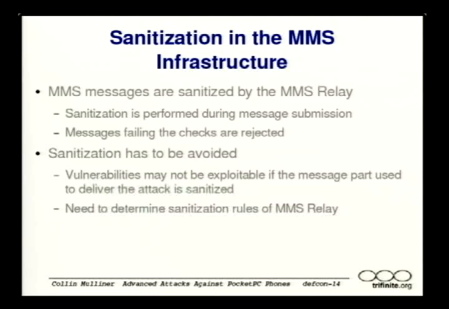So yeah, the infrastructure. Every time we send a message, the infrastructure or the MMS relay is going to look at the message too and say, oh, what about that header? Oh, that's maybe incorrect, so we're not accepting that for delivery. So in order to actually find the vulnerabilities or exploit them, we need to know what parts of the message we can actually modify to a certain extent before it gets rejected. So that's what we're going to do.